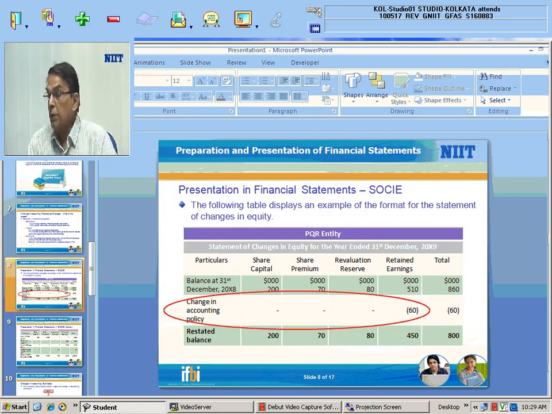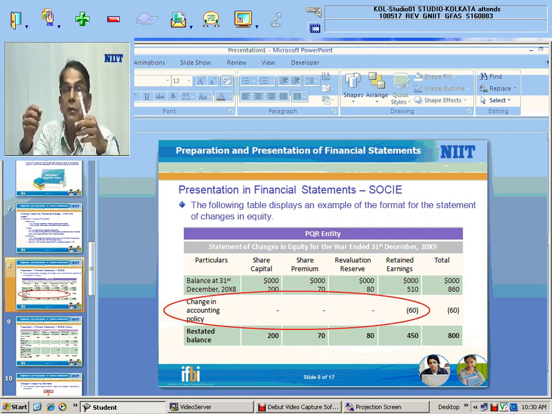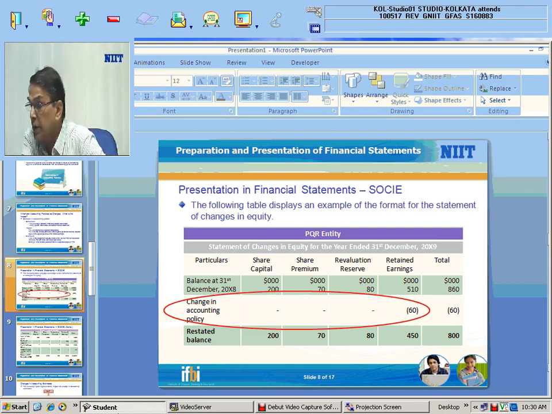So we look at a statement of changes in equity to see how the changes in accounting policy affect how the retained earnings figure has to be adjusted. We look at an example to see the effect of changes in accounting policy when applied retrospectively. This is an example of the format for the statement of changes in equity. This is the format in which the statement of changes in equity is normally presented.